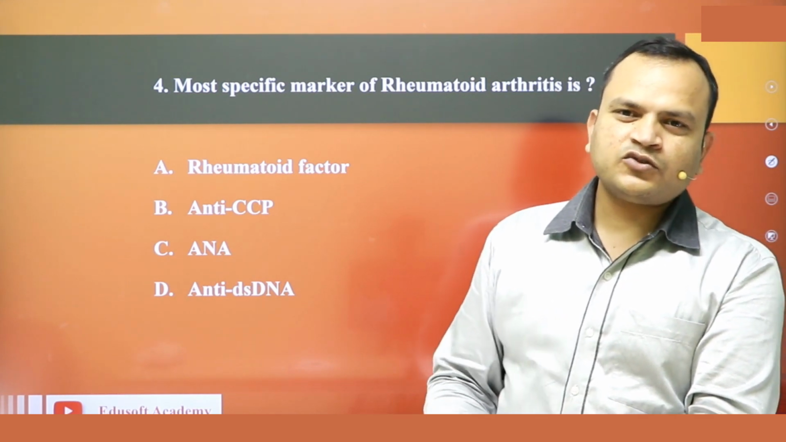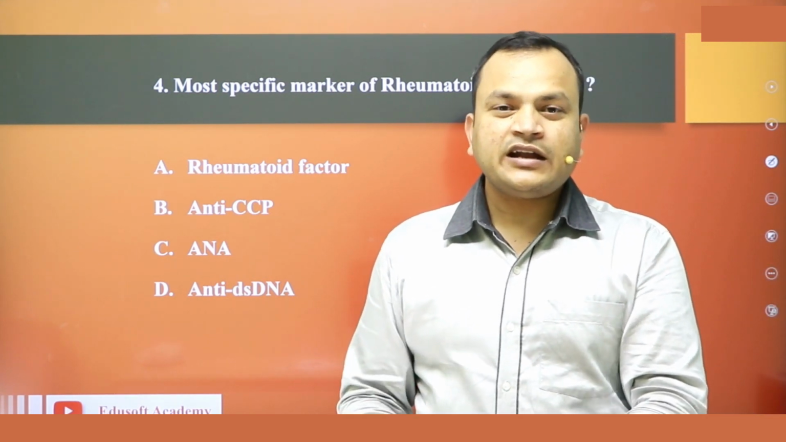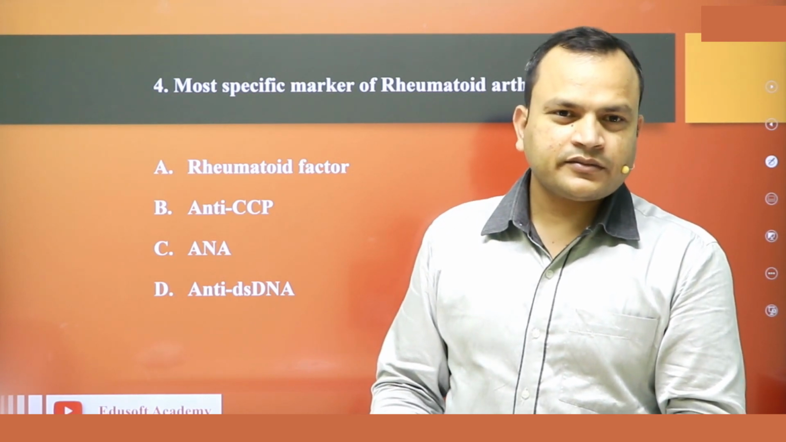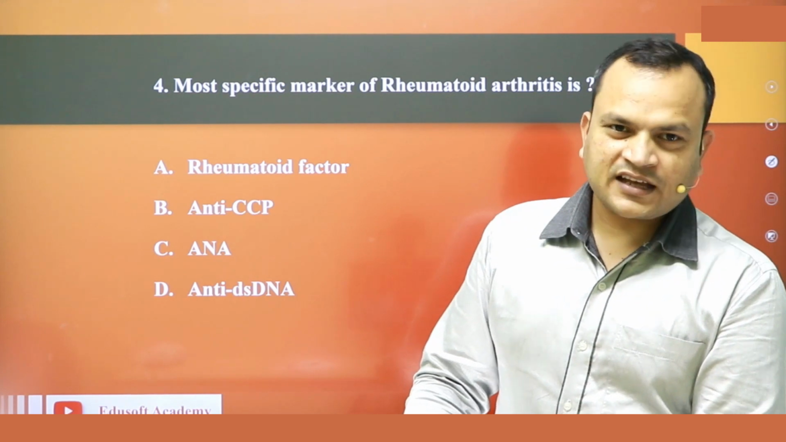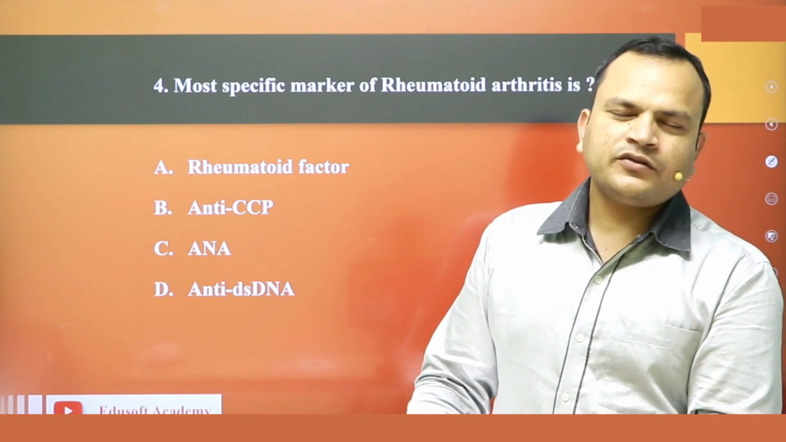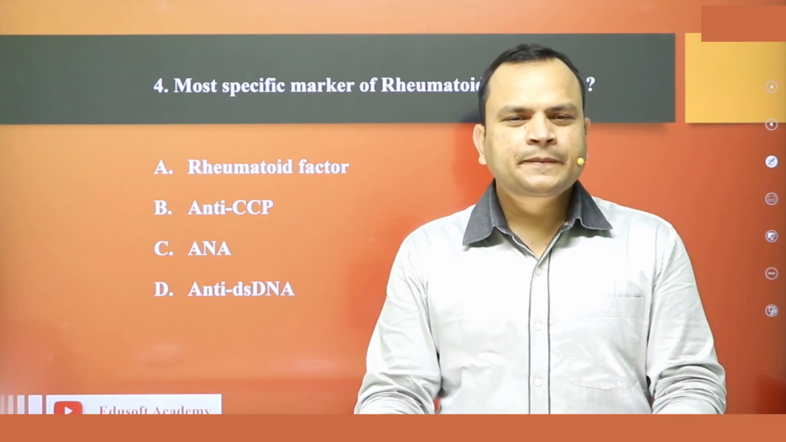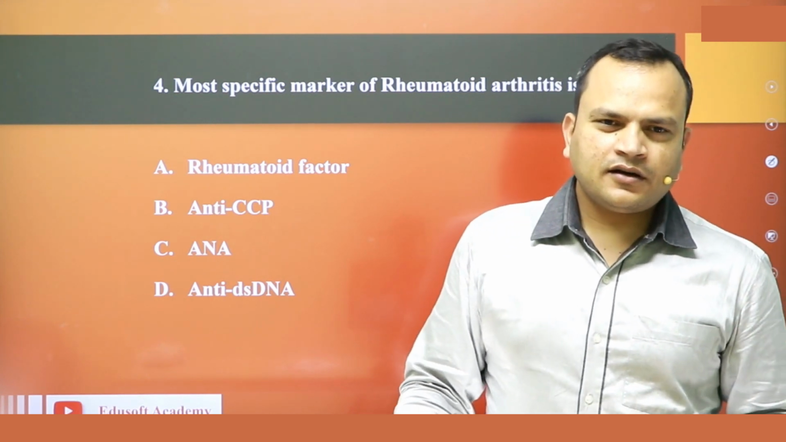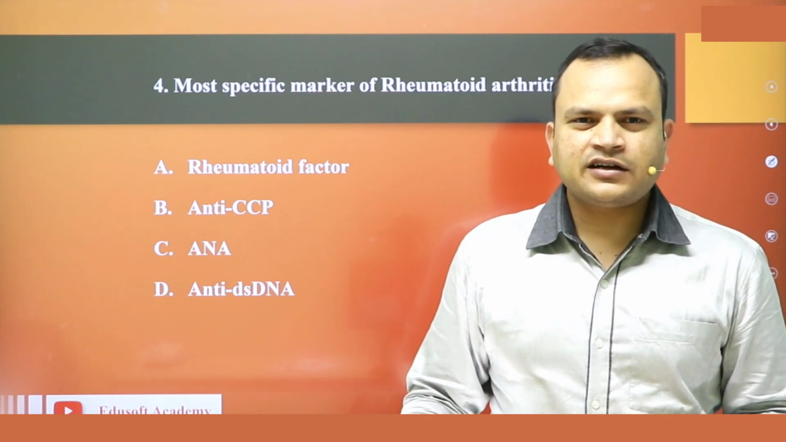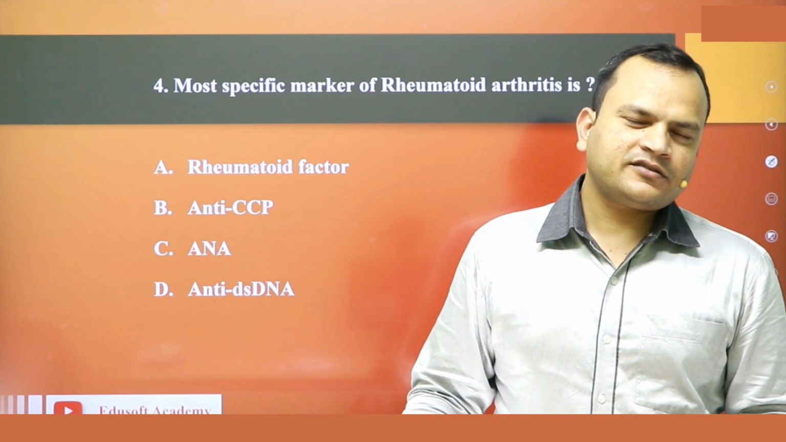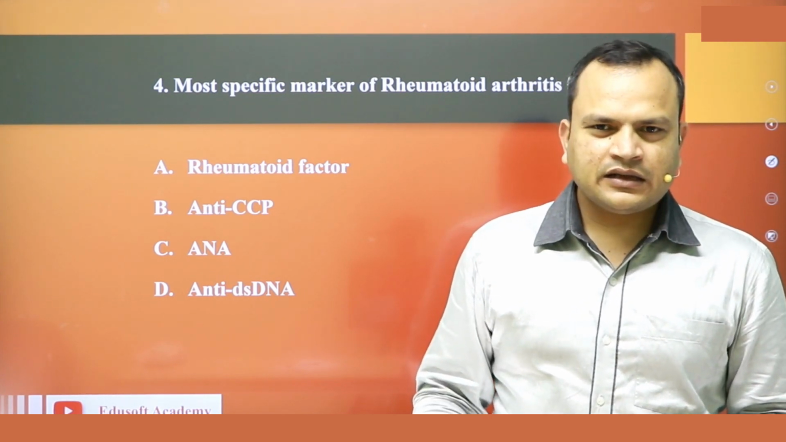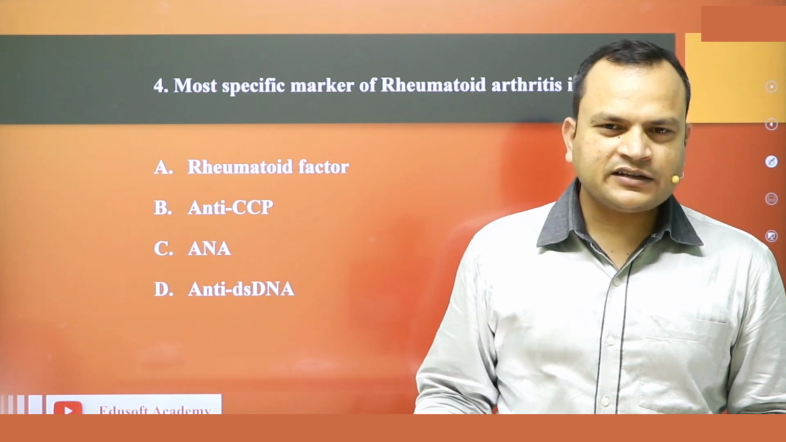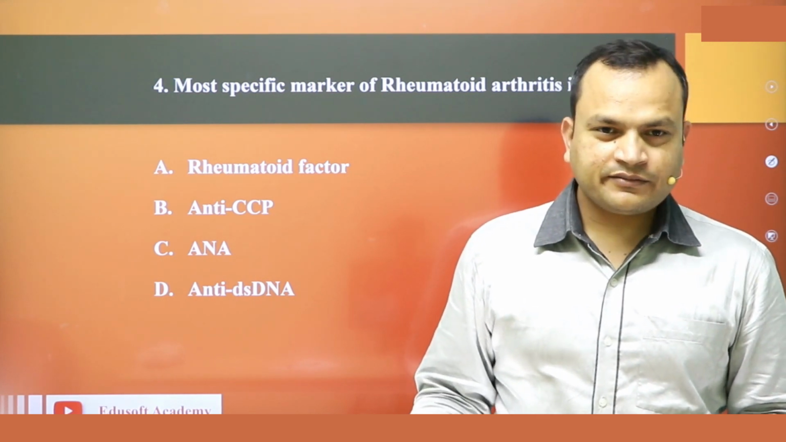Rheumatoid factor is positive in 70 to 80% of cases. Anti-CCP is the most specific marker. Anti-CCP is seen only in cases of rheumatoid arthritis, while rheumatoid factor is seen in all the seropositive arthritis. It may also be seen in psoriatic arthritis and SLE.